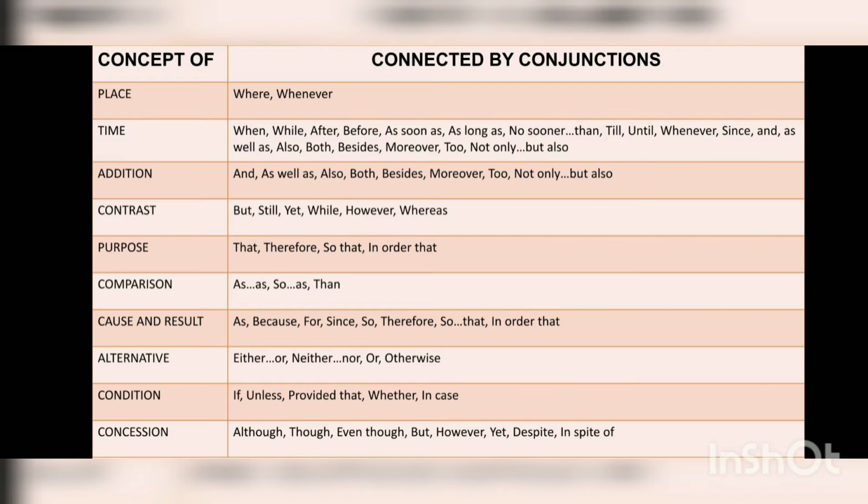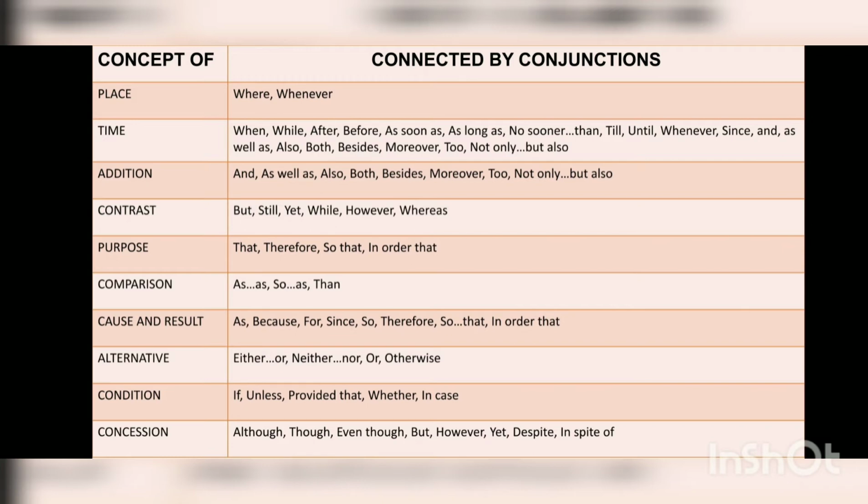So suppose we have to connect something according to place, so we use where and wherever. For example, I say I want to go where it rains. Now it rains is one sentence and I want to go is another sentence. And where joins the two sentences. Similarly, in time there are when, while, after, before, as soon as, as long as, no sooner than.